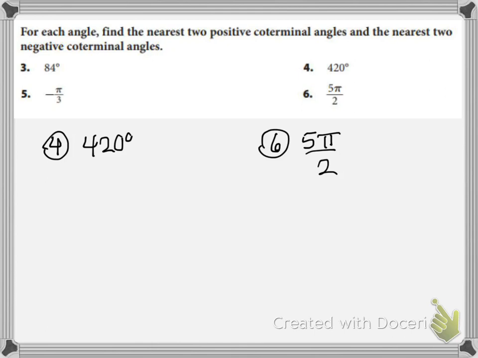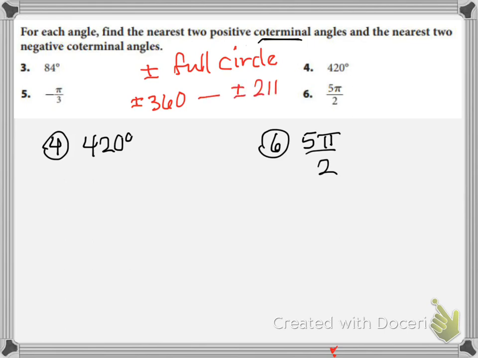If you want to find something that's coterminal, you have to add and subtract a full circle. And a full circle in degrees is 360 degrees. In radians, I'm going to add and subtract 2 pi. But since we have a fraction, we'll have to match that denominator first.